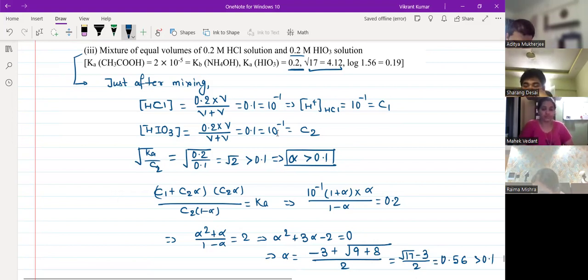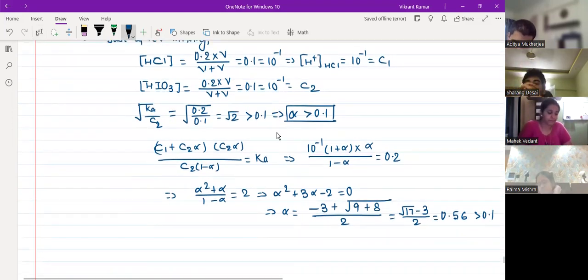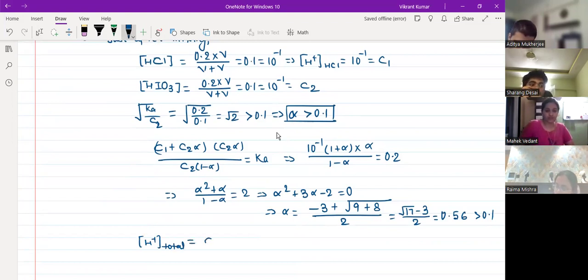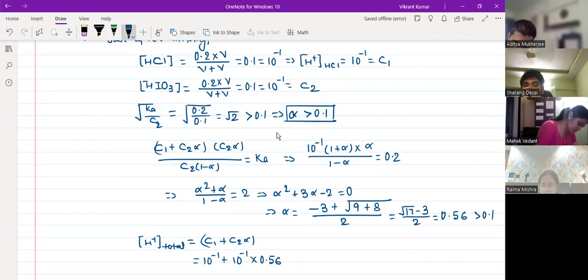Now if they're asking you what is the pH, so we need to know H plus total, which was C1 plus C2 alpha है ना. अब H plus total in this case is C1 plus C2 alpha, and we know that C1 and C2 is 10 raised to minus 1. Alpha is 0.56, and that's why it becomes 10 raised to minus 1 times 1 plus 0.56. If you are taking the common, I'll be getting 1.56 into 10 raised to minus 1 है ना.